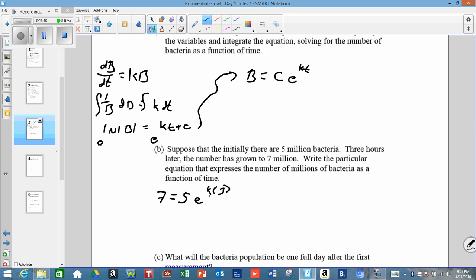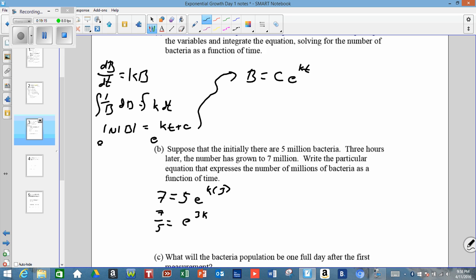Well, the first thing we have to do is find k, but we have everything to find k. And then we can write the general equation as B equals 5e to whatever the k was times t. So in order to do this one, we solve for k. Well, that means we have to divide both sides by 5 because this is an exponential equation, which means we have to get the k out of the exponent of the e. So you have to isolate the e first.